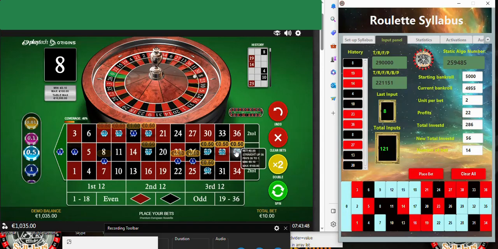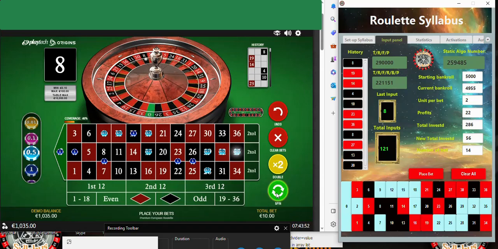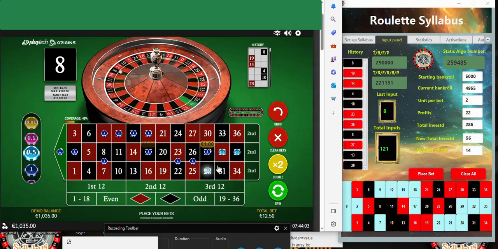I think everything is okay. No, everything is not okay. I have to bet a minimum of $1 or €1 per number. See, I want to get to 50 so that you might understand what I mean. 4 is not a win. All right.